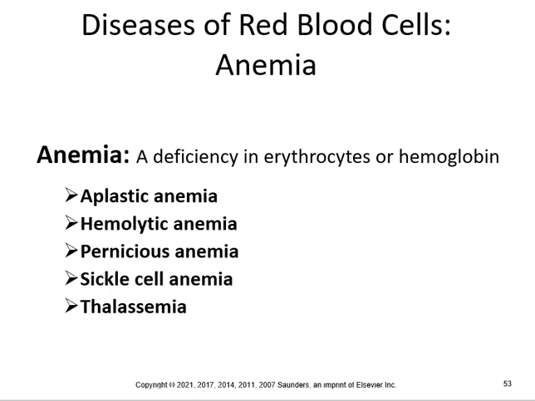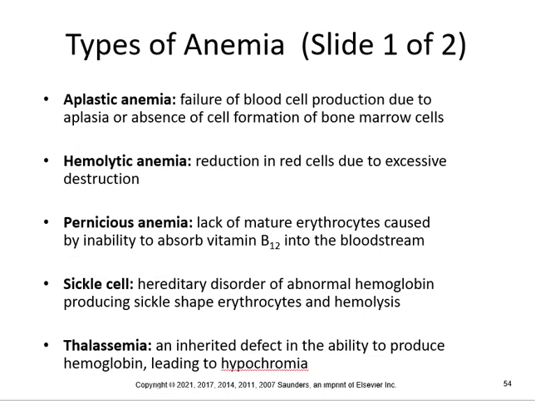Now again, we talked about anemia. Anemia is a deficiency in erythrocytes or hemoglobin. So you have aplastic anemia, hemolytic anemia, pernicious anemia, which is a B12 deficiency, sickle cell anemia, thalassemia. Aplastic anemia would be failure of blood cell production due to aplasia, or absence of cell formation of bone marrow. Hemolytic anemia is reduction in red cells due to excessive destruction. Pernicious anemia, lack of mature erythrocytes caused by inability to absorb vitamin B12.